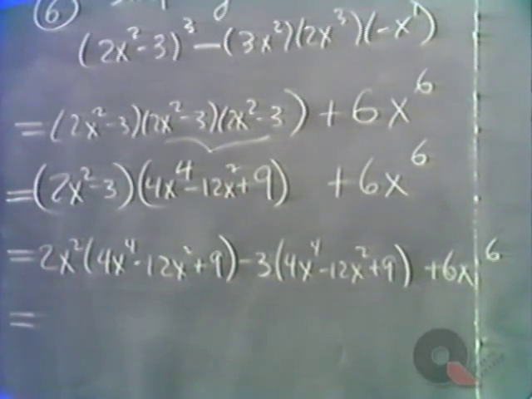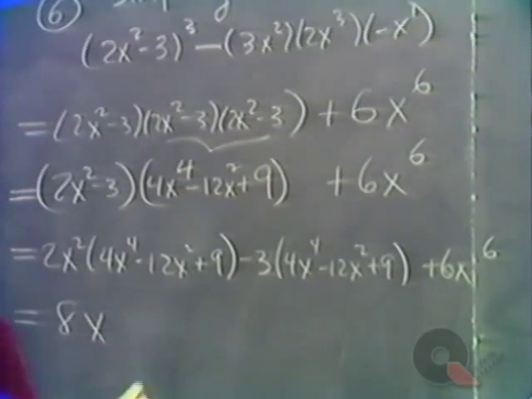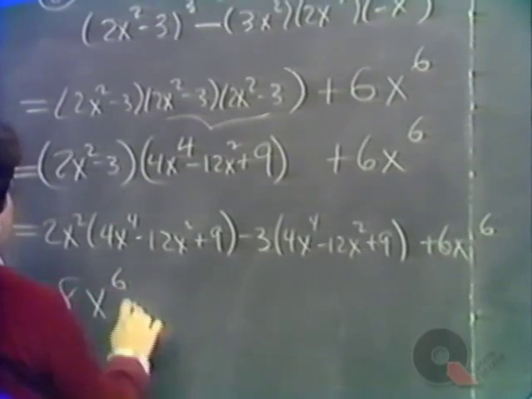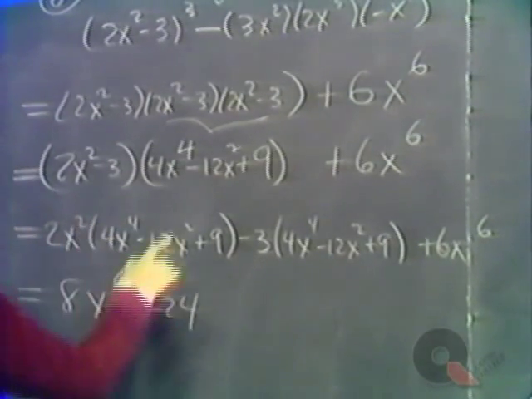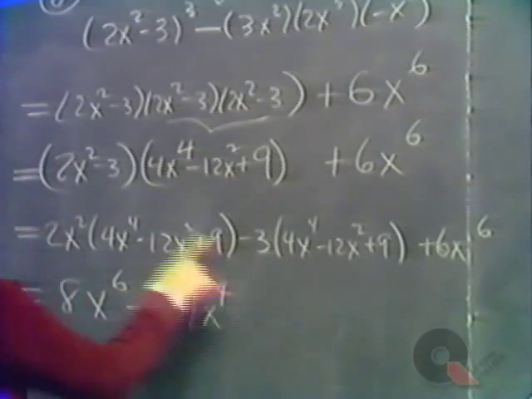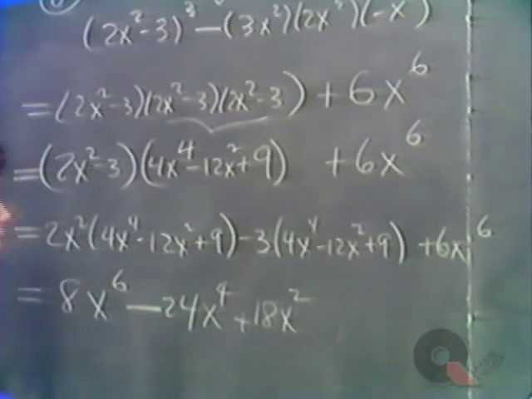Now we'll distribute the 2x squared, giving us 2 times 4, 8, x to the 6th. 2 times minus 12, that's minus 24. X squared times x squared is x to the 4th. 2 times 9, 18, x squared.